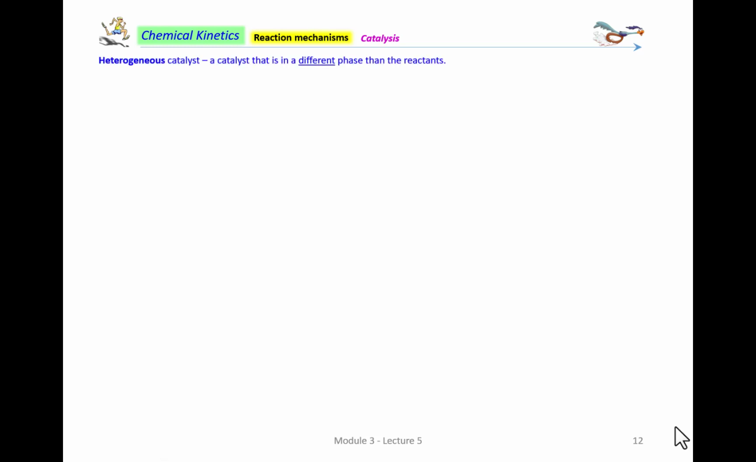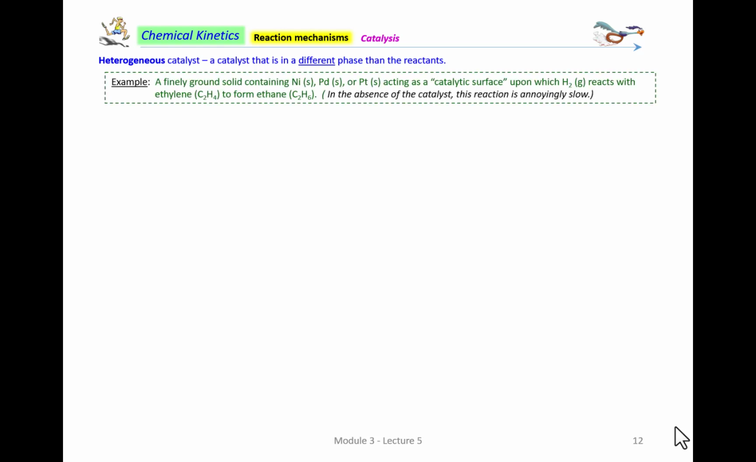Now recall the catalyst on the previous slide. Chlorine would be a homogeneous catalyst because it's in the gas phase and all the reactants and products are in the gas phase. A heterogeneous catalyst is a catalyst that's in a different phase than the reactants. Now, an example of a heterogeneous catalyst would be a finely ground solid containing some metals like nickel, palladium, or platinum, which can act as what we'd call a catalytic surface upon which a reaction can take place. The reaction that we're interested in looking at is the reaction of hydrogen gas with ethylene to form ethane. Now, in the absence of a catalyst, this reaction is annoyingly slow.